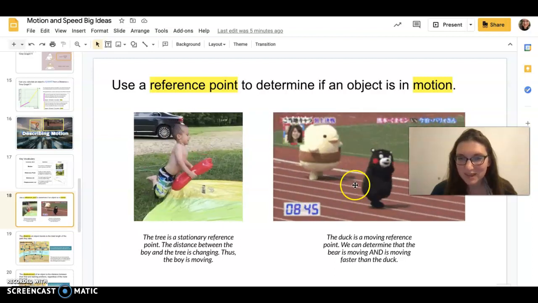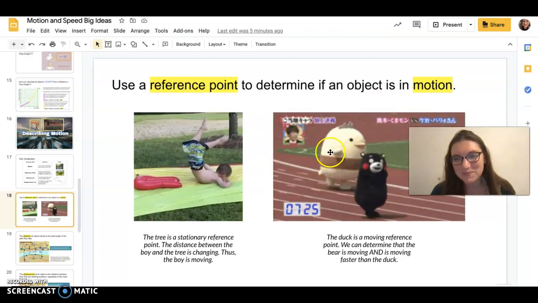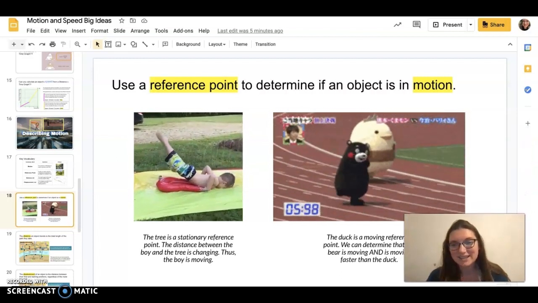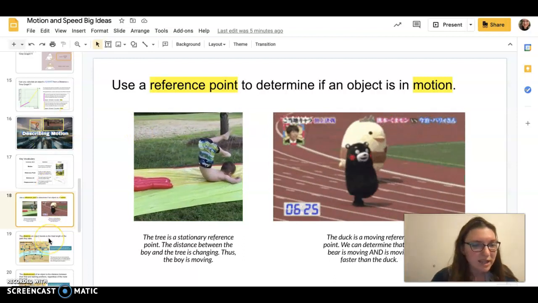So the bear is moving, and the bear is moving faster than the duck. And that kind of thing would be really useful if you're determining how fast a planet is moving, or some kind of celestial body like that.